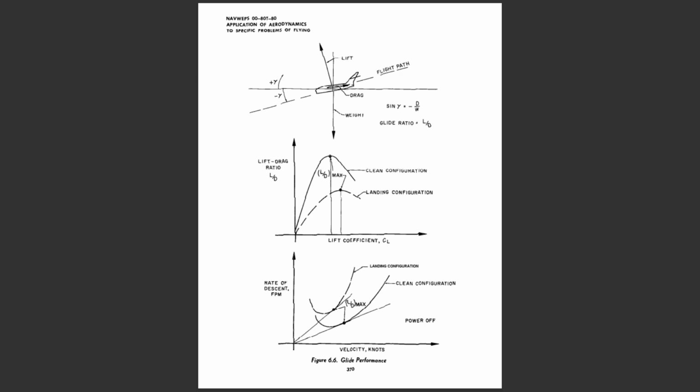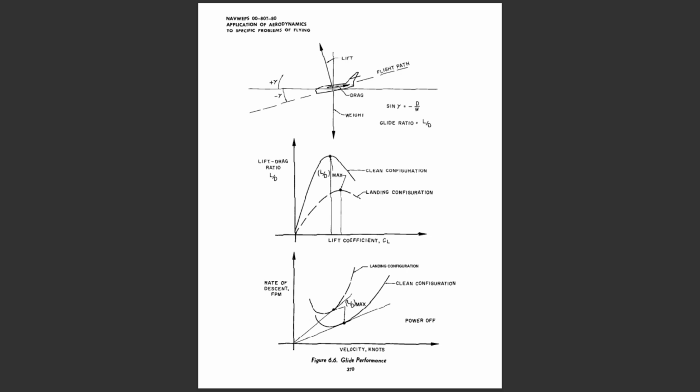Note that L over D max for each configuration will occur at a specific value of lift coefficient and, hence, a specific angle of attack. Thus, the maximum glide performance of a given airplane configuration will be unaffected by gross weight and altitude when the airplane is operated at L over D max. Of course, an exception occurs at very high altitudes, where compressibility effects may alter the aerodynamic characteristics. The highest value of L over D will occur with the airplane in the clean configuration.